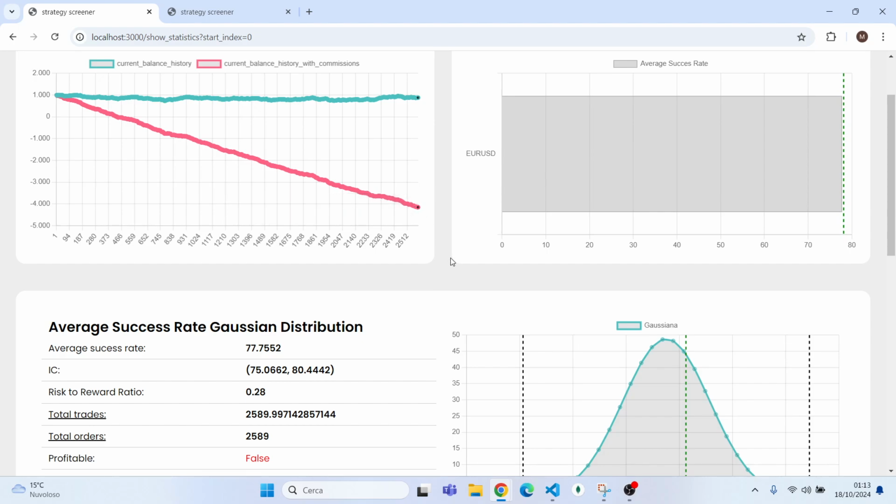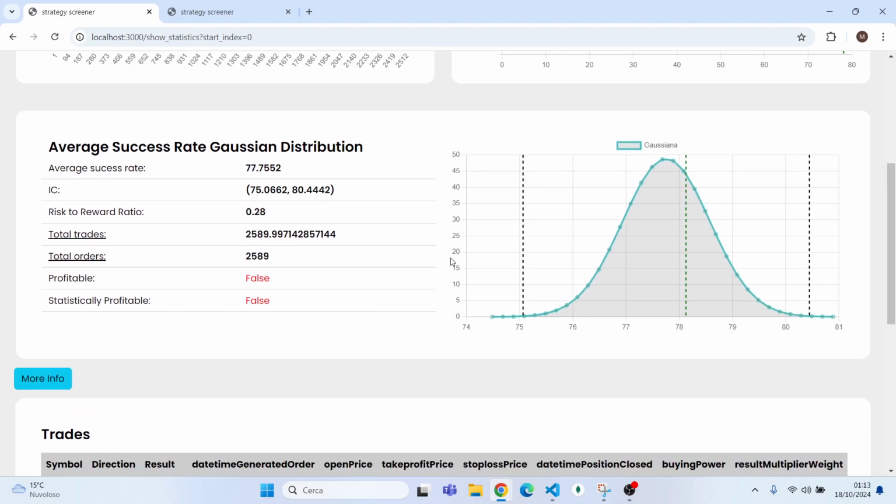So pay attention when you trade forex, because commissions are really high and you can lose all your money, and yeah, that's not good.